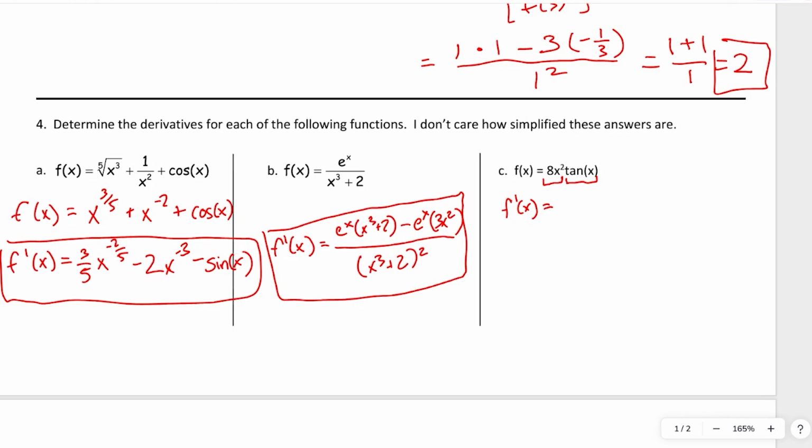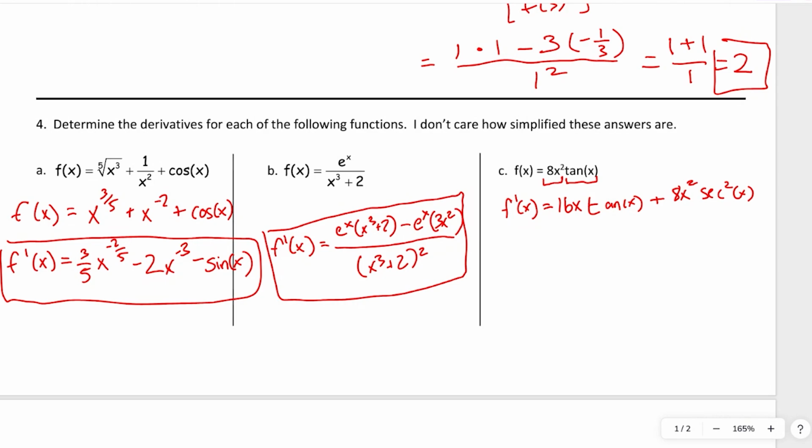So the derivative of the first is going to be 16x times the second. So 16x times tangent x plus the first one, 8x squared, times the derivative of tangent. So I'm going to go ahead and just give it to you. It's secant squared. And if you've got that memorized, that's great.